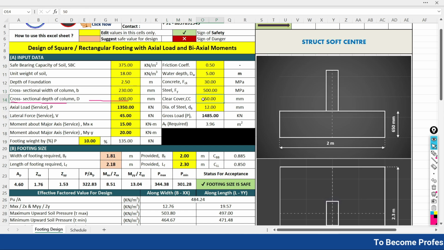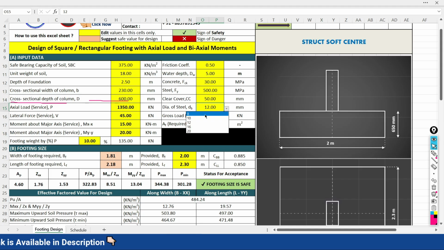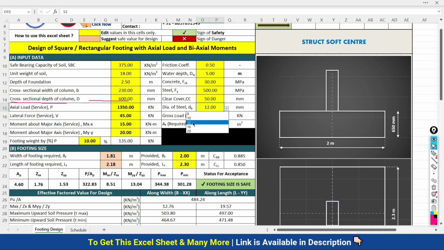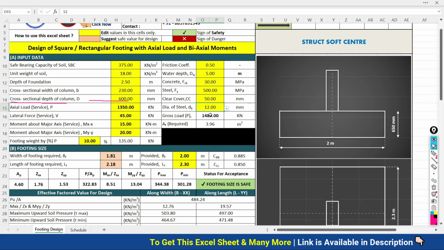Clear cover for the foundation: you know very well, we have to define it as 50 mm. The diameter of the bar at a trial stage, we can consider as either 12, 16, or 25, whatever diameter of bar you would like to use at a preliminary stage. So I am going to take it as 12. Thereafter, load definition. Here you have to set the definition of the load.